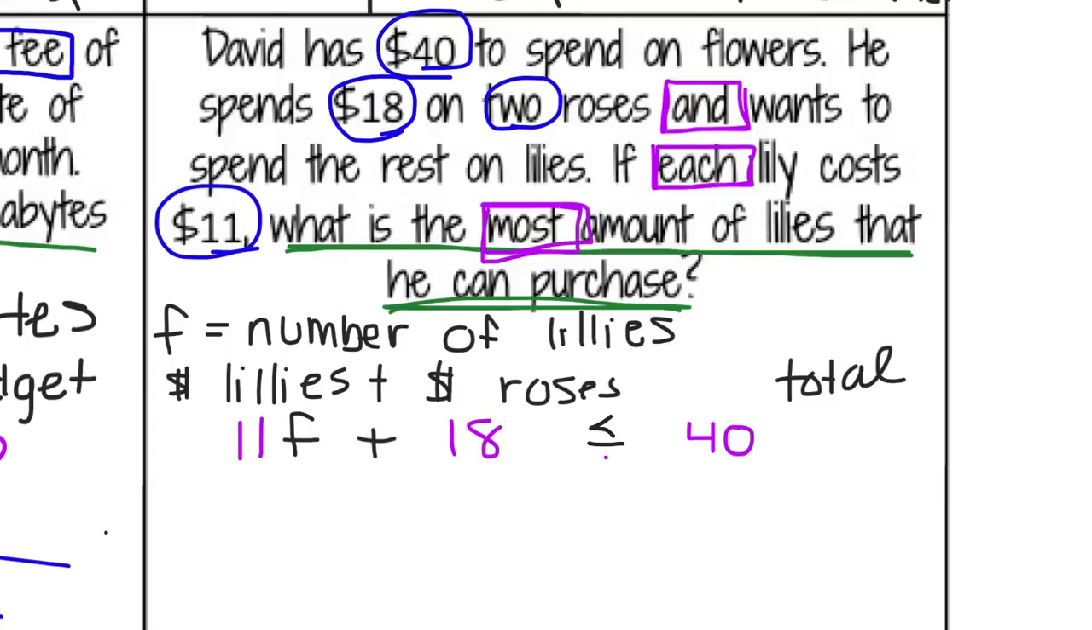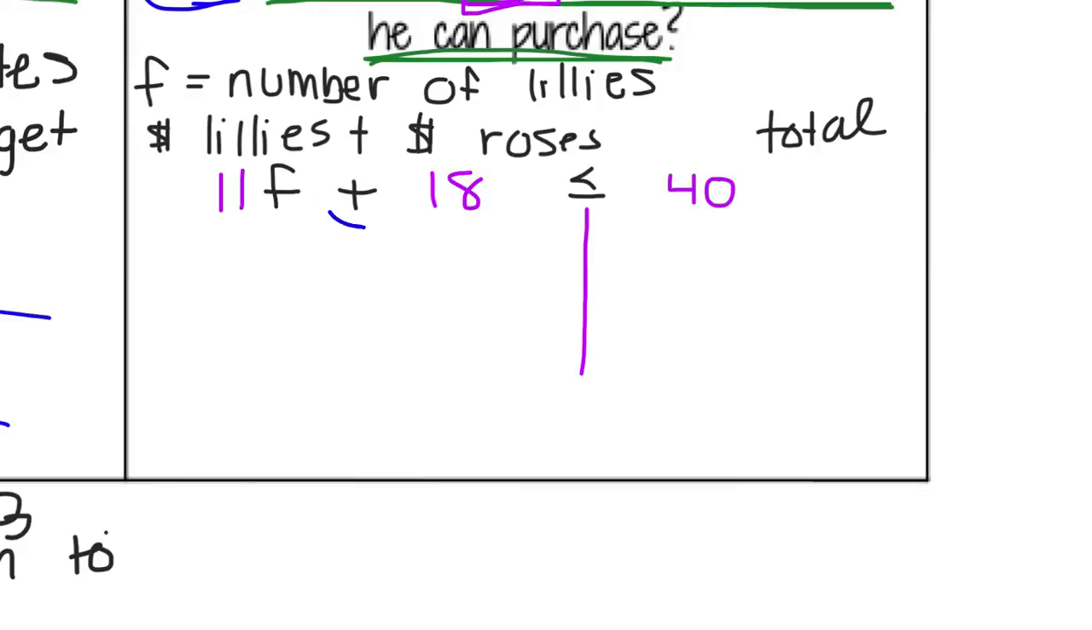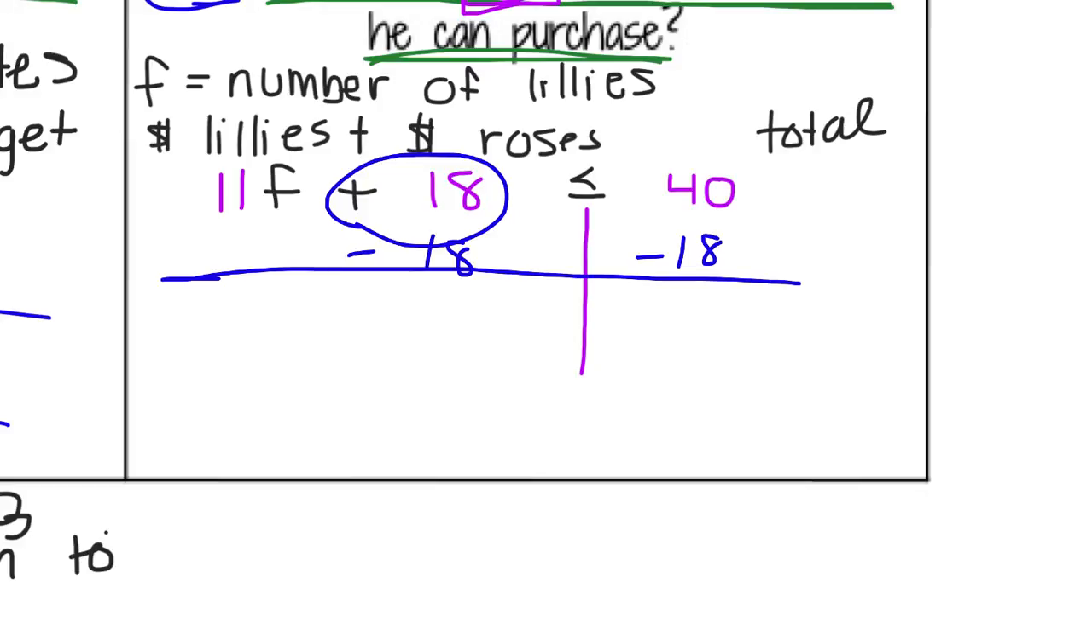And now I'm ready to solve. Draw a line through your symbol. Circle the constant. 18 is my constant. It's the number I'm adding or subtracting to the variable. The opposite of adding 18 is subtracting 18. What I do on the side of the variable, I have to do on the other side. So I'm left with 11F. My symbol comes straight down, so it's less than or equal to 40 minus 18 is 22.